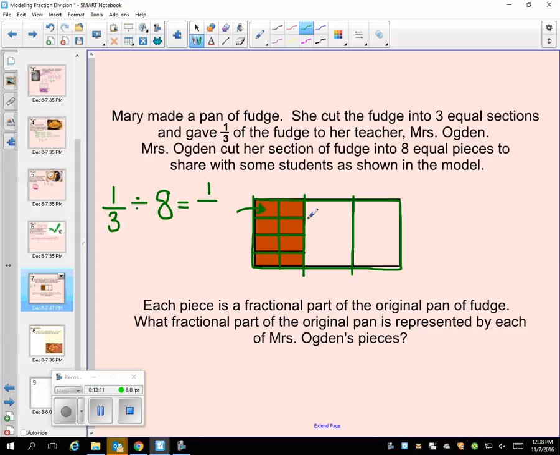Well, in order to figure that out, we've got to divide the whole pan into the same amount of equal pieces. Mrs. Ogden also cut it down the middle. So how many pieces were in the original pan? 24. So each student got 1/24 of the original pan of brownies.